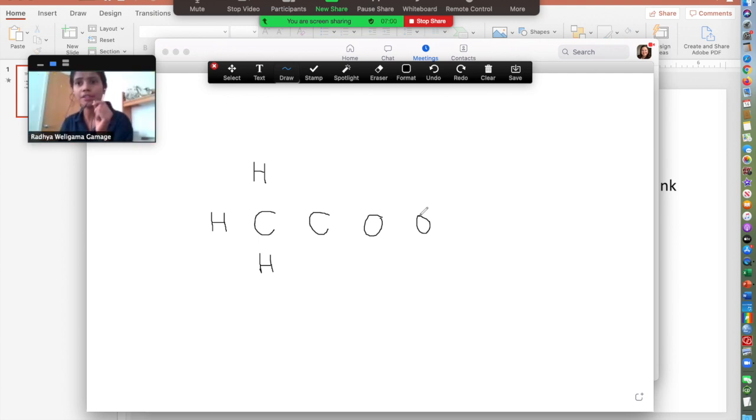I think the oxygens should each be connected to the other carbon and not be connected to each other. So this last one, what should I do with that one? Just erase it? It would connect to the other carbon. Like on top? Yeah, right. Okay, I'll put it there.